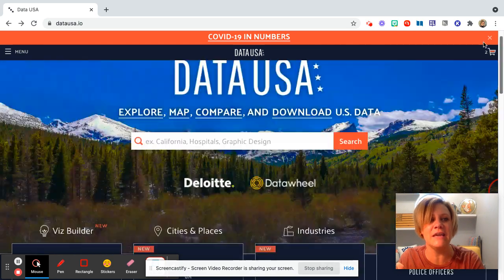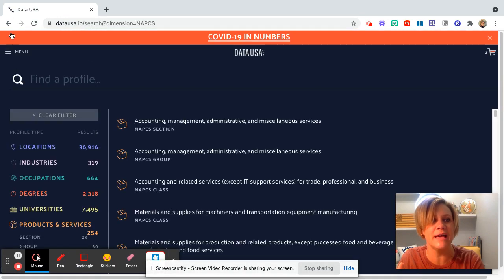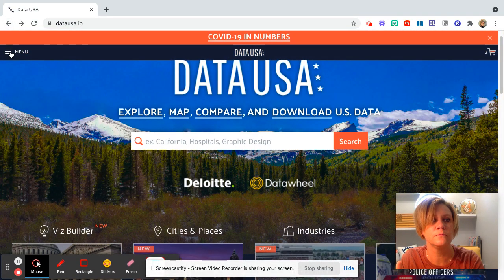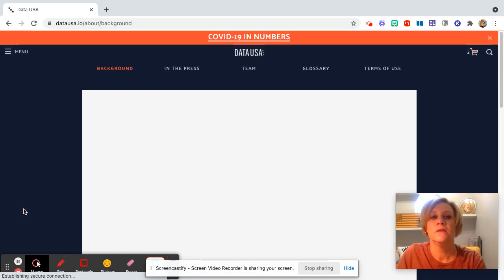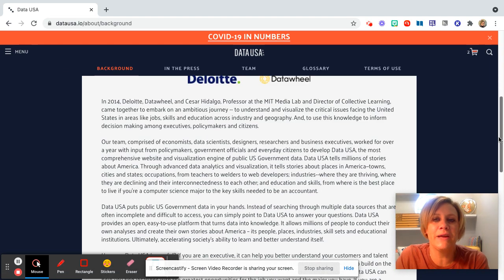So let's just look at the About section of this. Why was this created? Because I think that shows value as well. So if I go to About, what I'm going to see is that it was created to understand and visualize the critical issues facing the United States in areas like jobs, skills, and education across industry and geography, and to use this knowledge to inform decision-making among executives, policymakers, and citizens. I think that this is a great way for you to get students really informed.